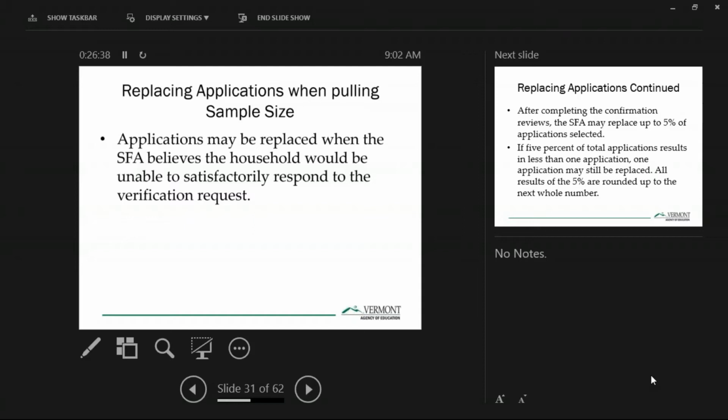When you are pulling your sample size, applications may be replaced when the school food authority believes that the household would be unable to respond to the verification request. So I guess this would be if you pull an application and you groan immediately, like it took the jaws of life to get this household to complete this application correctly, and there is other information that would make it really difficult to complete the verification process. You may replace that application.